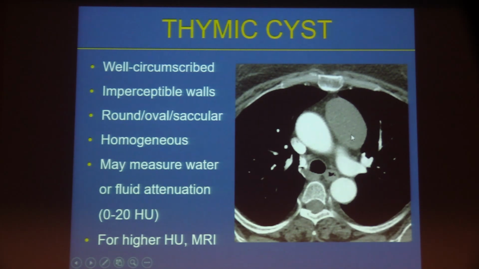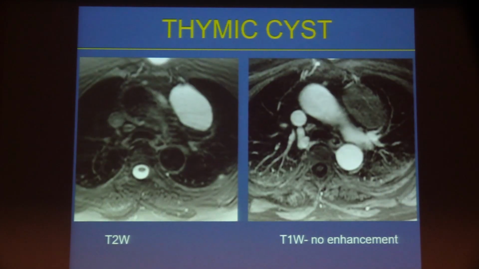And it may measure water, but in fact, the majority of them actually do measure more than 20 Hounsfield units. I've even seen one with 97 Hounsfield units, and that is because there's proteinaceous material in them. So you may ask me, how do I differentiate the proteinaceous thymic cyst from a thymoma? And the answer is simple, with MRI.